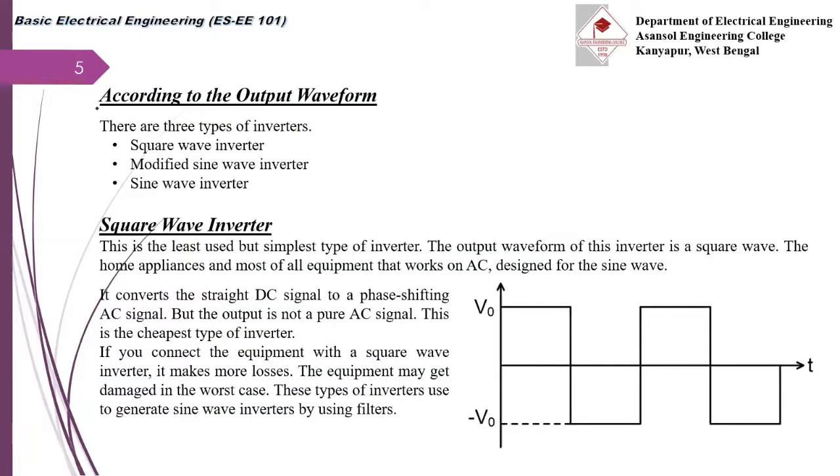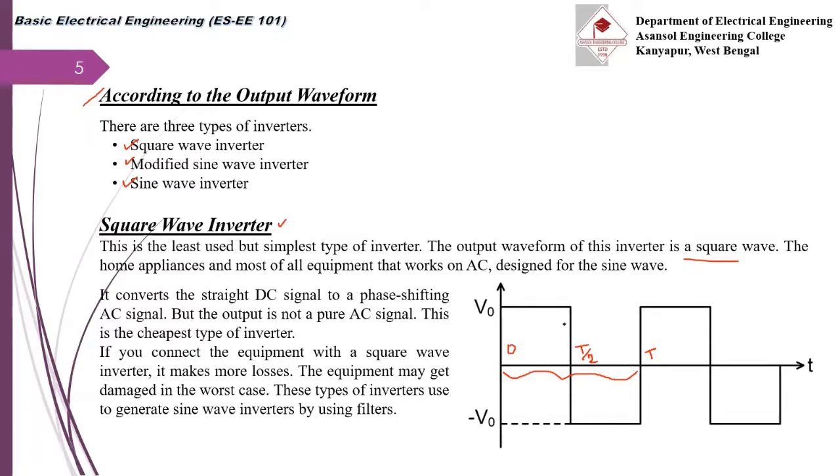Now, according to the output waveform, there are three types of inverters: square wave, modified sine wave, and sine wave inverter. First is the square wave inverter. This is the least used but simplest type of inverter. The output waveform of this inverter is the square wave. As you can see, the output waveform is a square wave. This is 0, T by 2 and T. So this is your full time period, one time period, right?